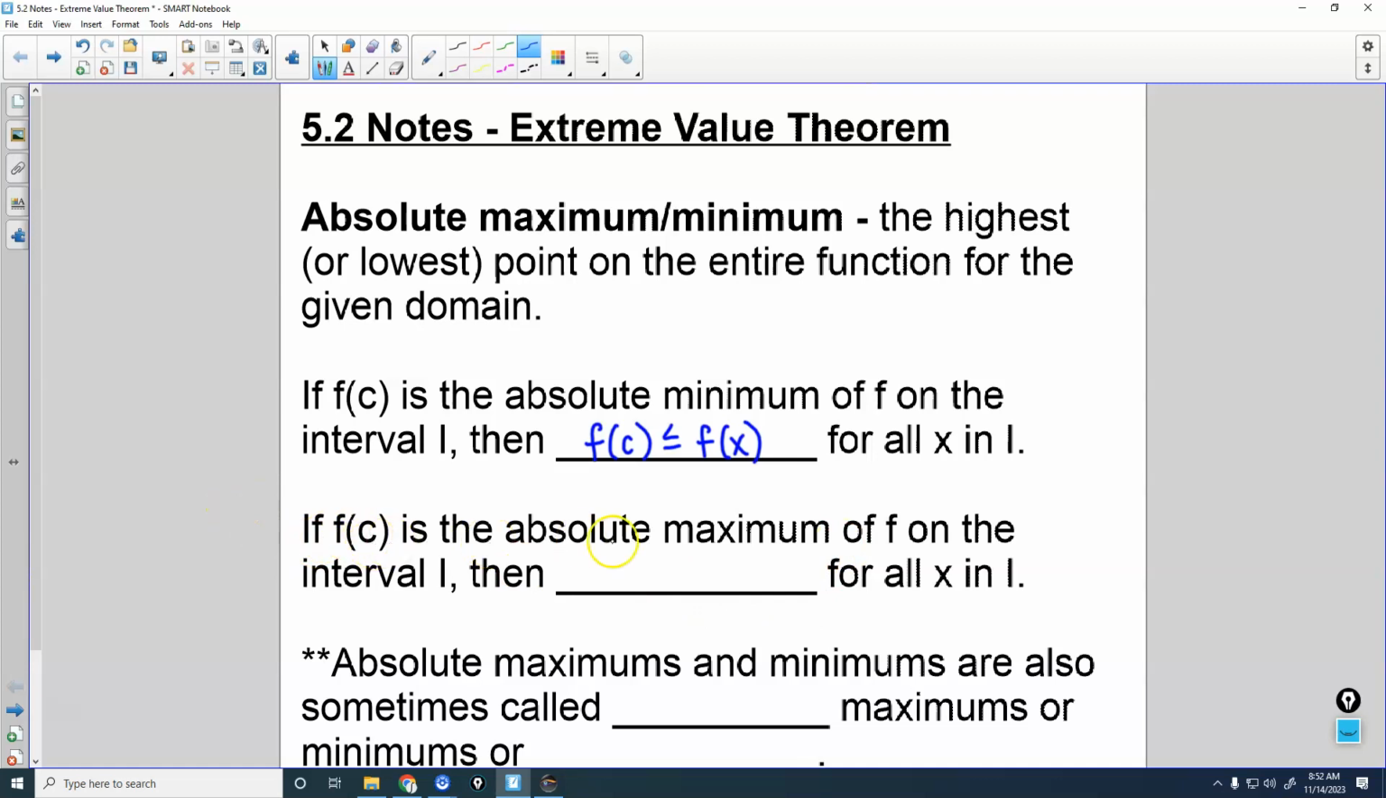So, if f of c is the absolute maximum of f on the interval I, then f of c is greater than or equal to f of x for all x in that interval.